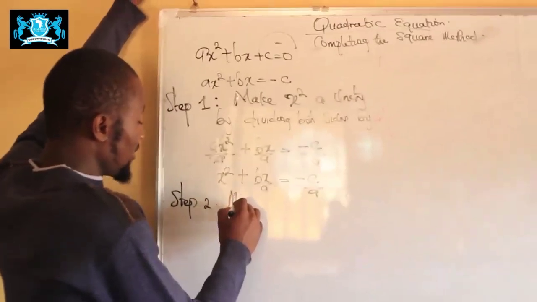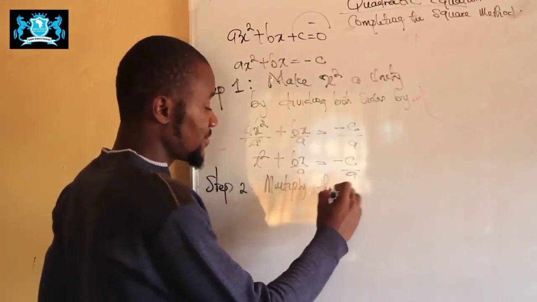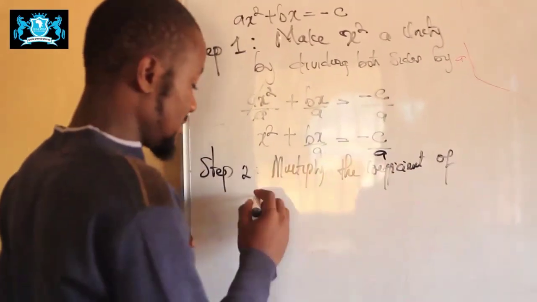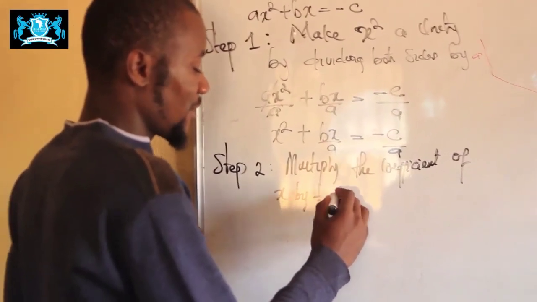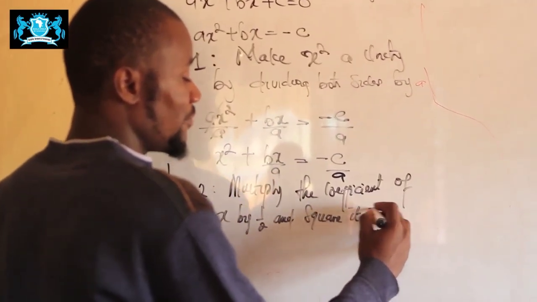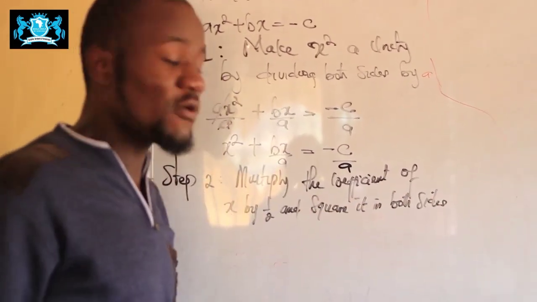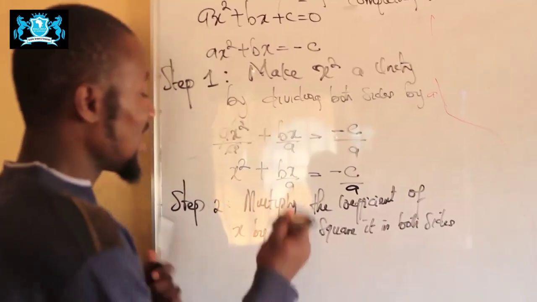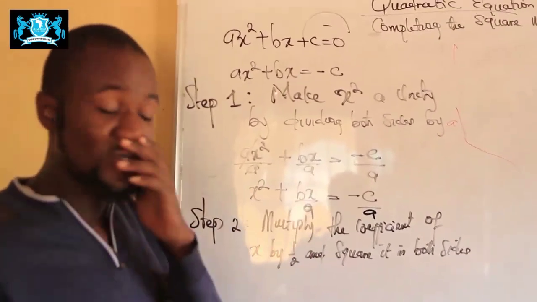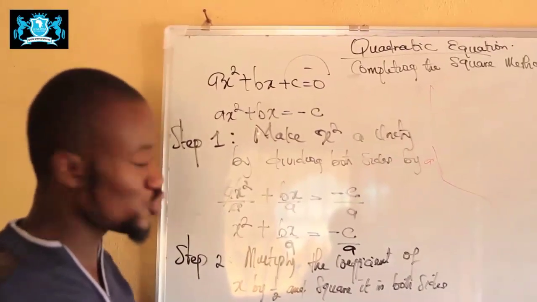Now, step 2. Multiply the coefficient of x by half and square it on both sides. Now, we have two x here: the x that is carrying square and the one that is not carrying square. So the one we are looking at is the x that is not raised to the power of 2, which is this one.